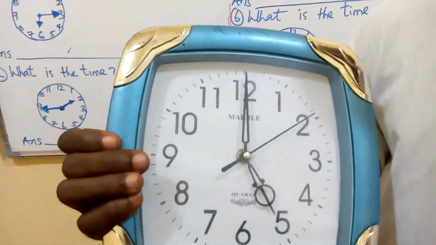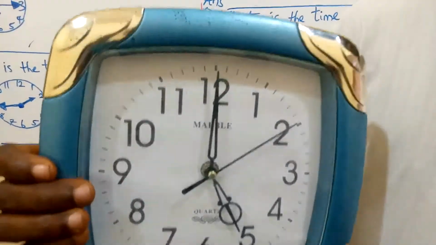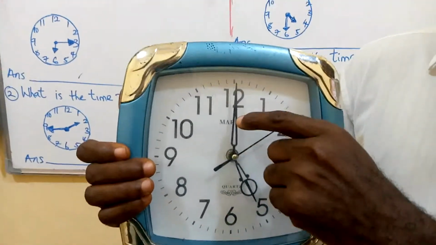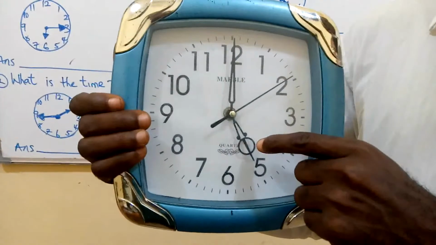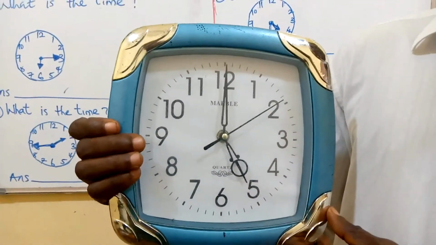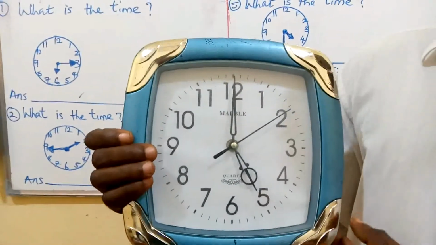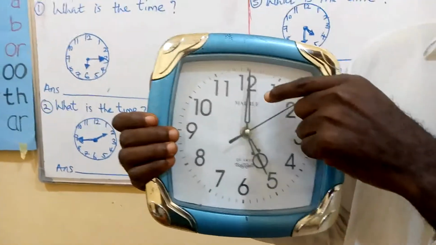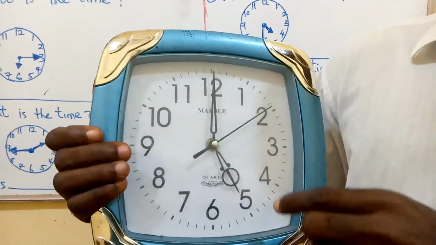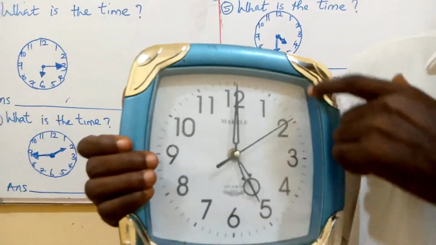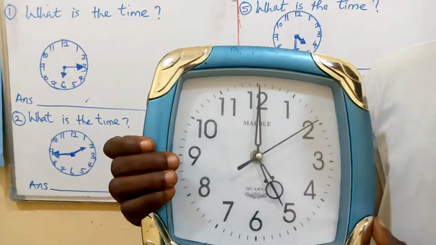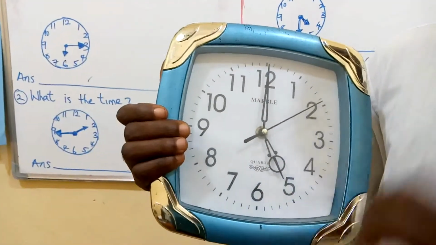Remember I told you last time that you tell the time using the long hand of the clock, which is the minute hand, and the short hand of the clock, which is the hour hand. In our last class, we discussed that when the long hand is directly on 12, and the short hand is pointing at any of these numbers, that means the time is that hour o'clock.